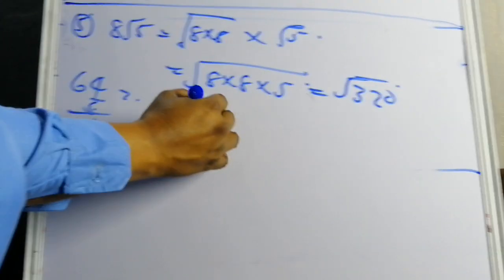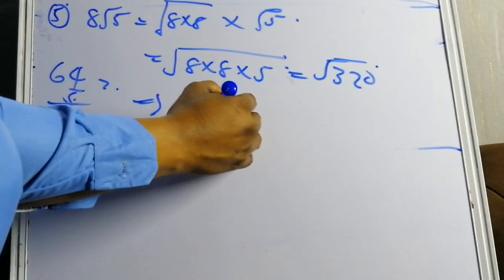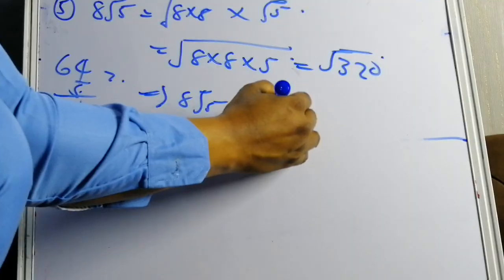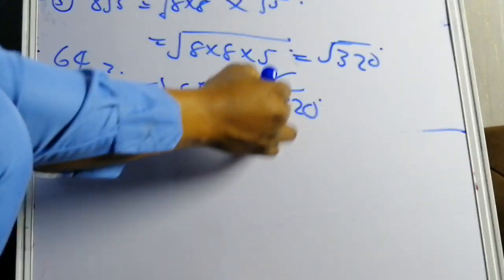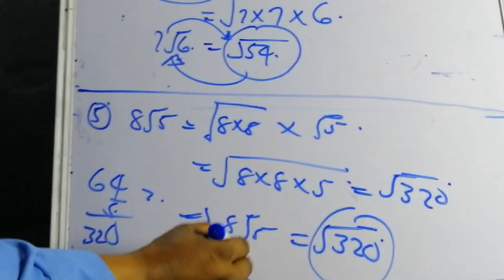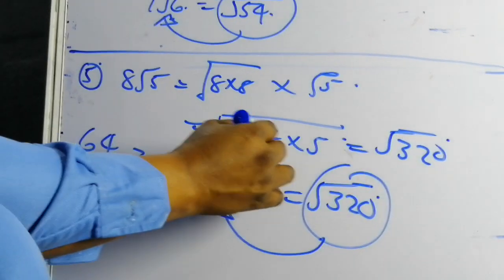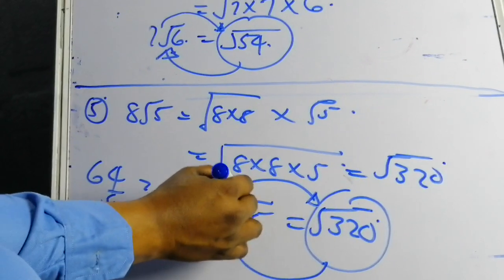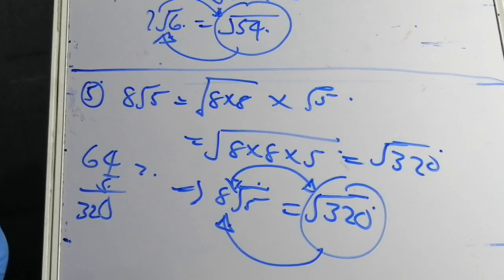Which implies that 8 root 5 is equal to root 320. If I simplify this, it will still give me the answer. If I say return it to single short form, I will still come back to this. So they are both the same thing.